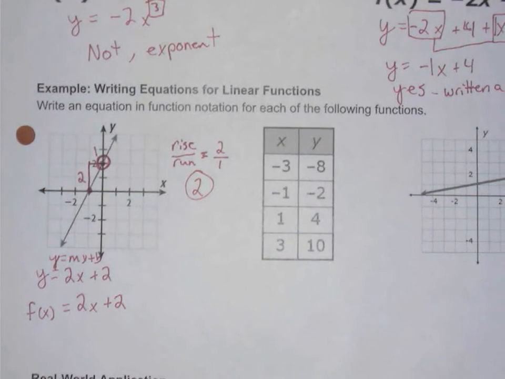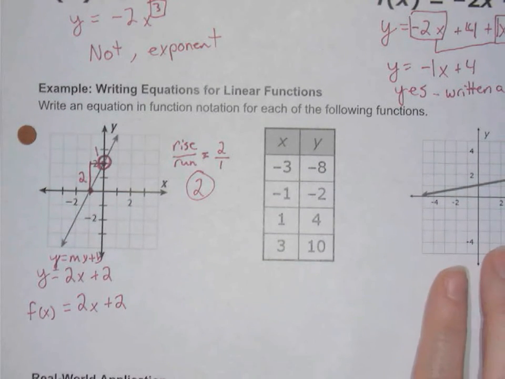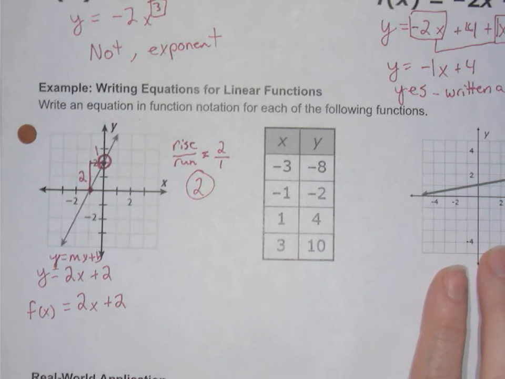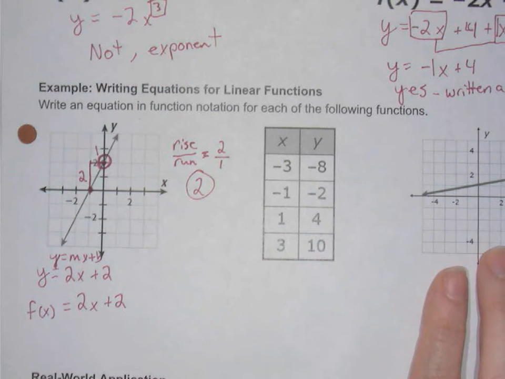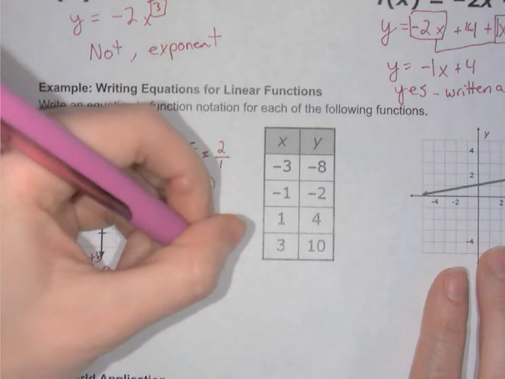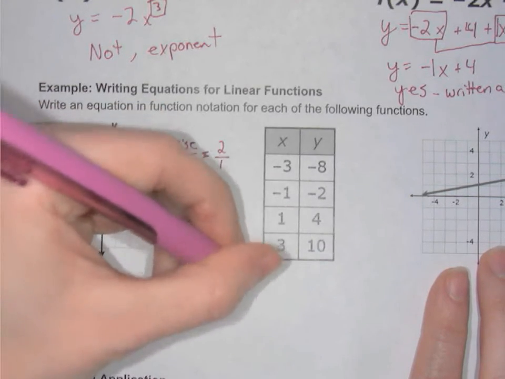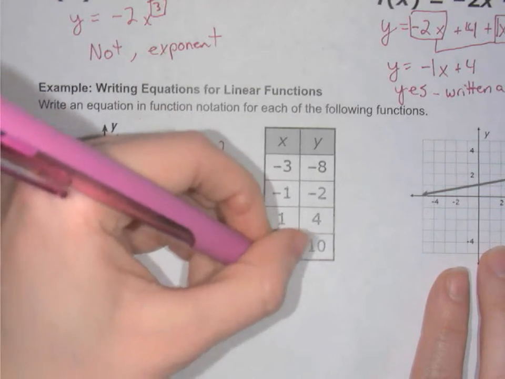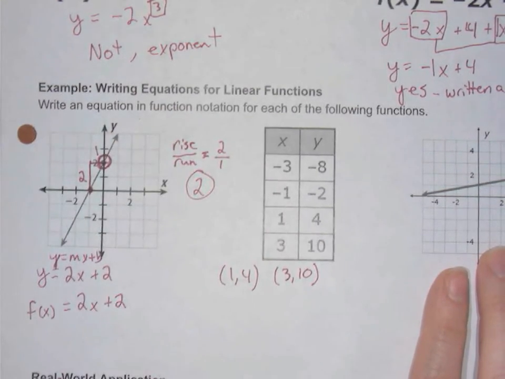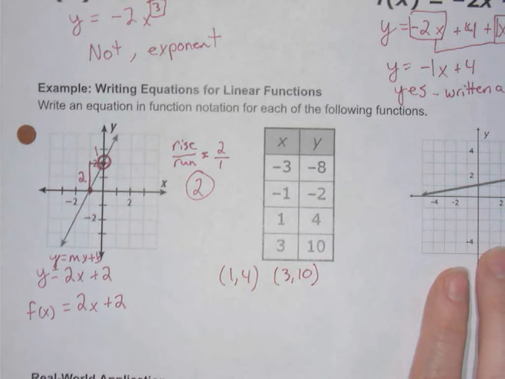Let's take a look at our table here. We've worked with tables again before. We've been able to find the slope and the y-intercept from tables. So if you take a look at this table, we're going to take a couple of those points and we're going to rewrite them as coordinate points. And I'm going to use the positive number coordinates just so that I have positive numbers to work with instead of negatives. So I'm going to use the coordinate point 1, 4, and I'm also going to use the coordinate point 3, 10.